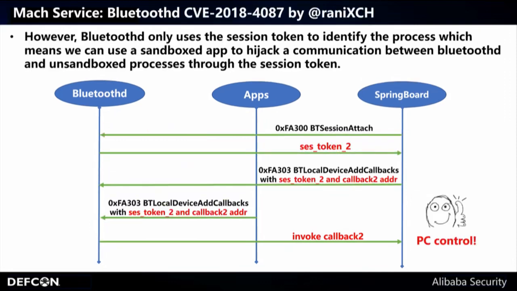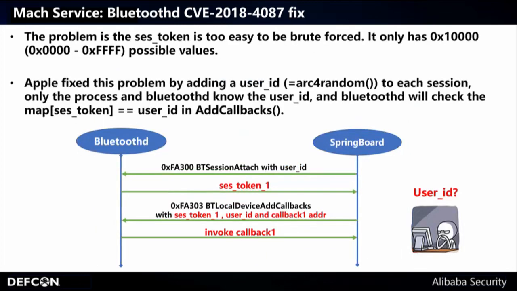However, it has a vulnerability which was found by Rennie. He found that Bluetoothd only uses the session token to identify the process, which means we can use a sandboxed app to hijack a communication between Bluetoothd and unsandboxed processes through the session token. The key problem is the session token is too easy to brute force. It only has 10000 possible values. Therefore, Apple fixed this problem by adding a user ID to each session, which is a random number. Only the process and Bluetoothd know the user ID, and Bluetoothd will check the mapping of the session token with the user ID in the add callbacks.